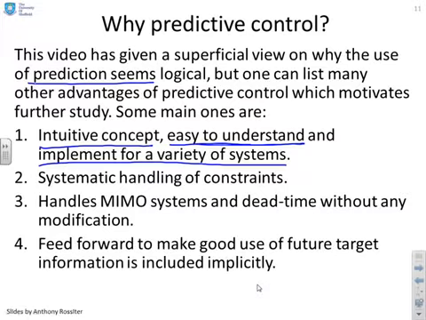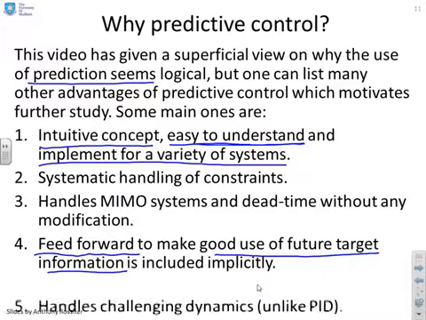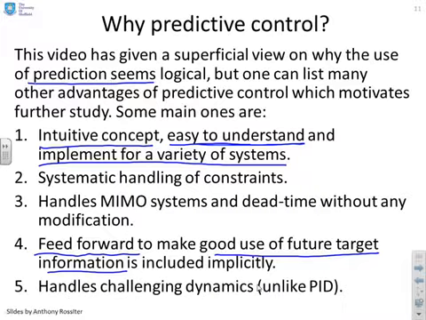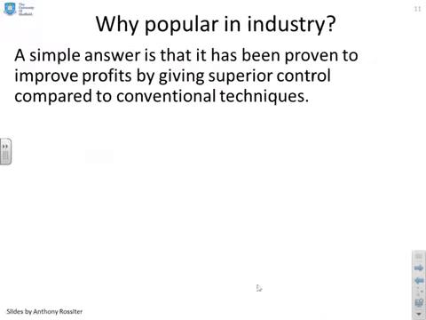It also implicitly includes some sort of feed-forward to make good use of future target information, whereas in typical strategies it's not quite so implicit. And finally, it handles challenging dynamics. You'll find strategies a bit like PID are very good for first order, second order systems, things of that nature, but as soon as you put in difficult dynamics, PID is not quite so effective.